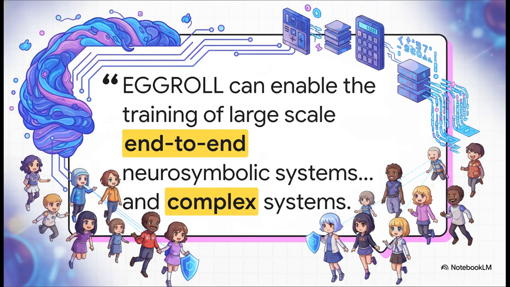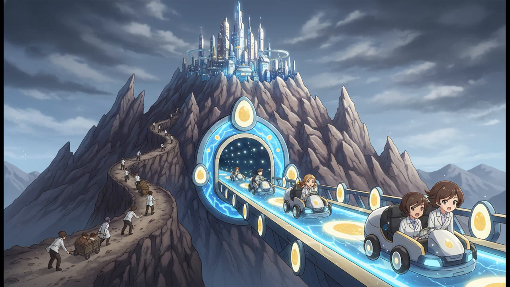But the team behind EGGROLL is thinking even bigger. They see this as a key to building much more sophisticated AI in the future. Things like training complex systems where a neural network can interact with a calculator or a database, or even training swarms of AI agents that learn to cooperate in really complex environments. So, let's bring it all home. What's the big takeaway here?